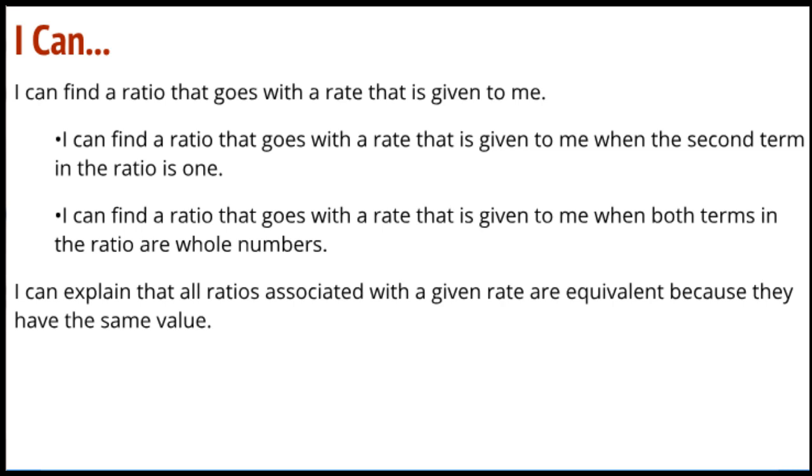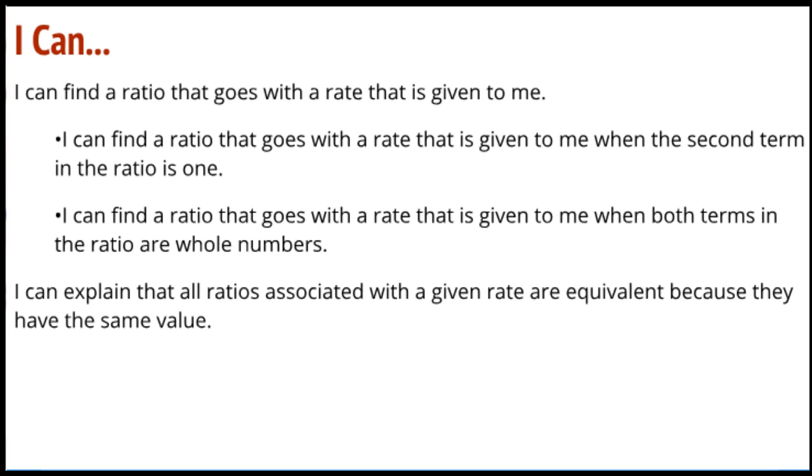All right, some I can statements. I can find a ratio that goes with a rate that is given to me. Someone gives me a rate, and I can say, hey, I can figure out the ratio. And there are a couple of special situations that we want to make sure we can take care of. Find the ratio that goes with a rate when the second term in the ratio is 1. So I get a rate, and when I write the ratio, the value of b is going to be 1.